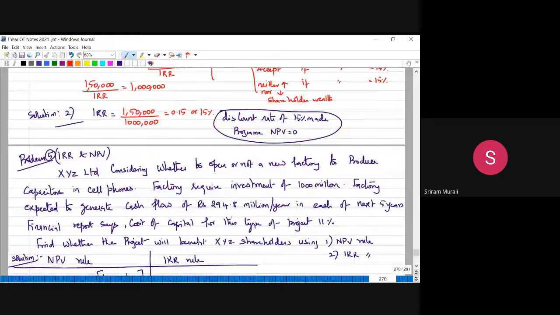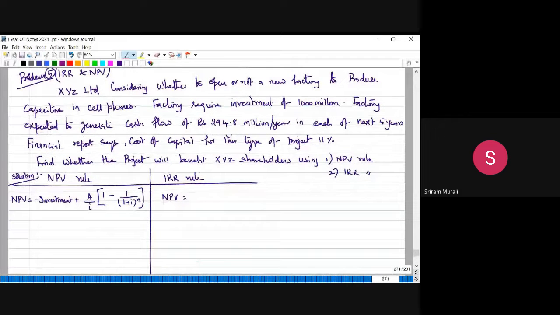So what is the next problem? IRR and NPV. XYZ Limited is considering whether or not to open a new factory to produce a capacitor in cell phones. The factory requires an investment of 1,000 million, so it is negative. The factory is expected to generate cash flow of 294.8 million per year for the next 5 years. The financial report says the cost of capital for this type is 11% discounting rate. Find whether the project will benefit XYZ shareholders using NPV as well as IRR.